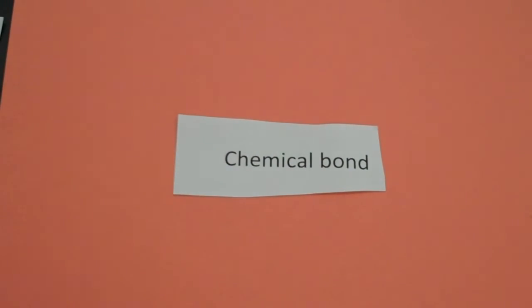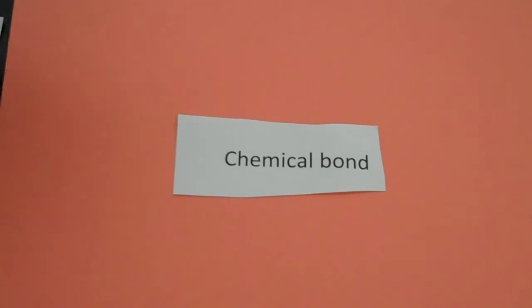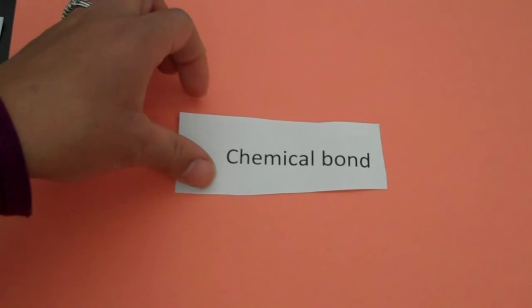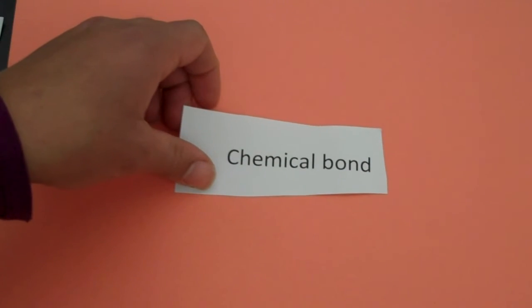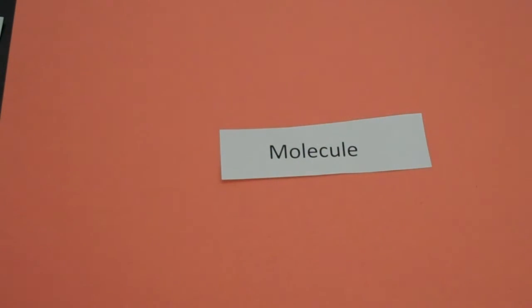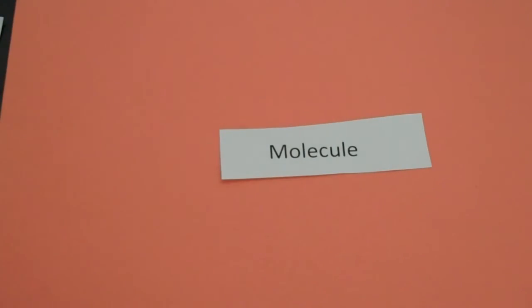Now, atoms can bond. When they do, when they connect together, we call it a chemical bond, which is a force of attraction between 2 atoms. And when that happens, some special things form. And one of the things that can form is a molecule. A molecule is a group of 2 or more atoms. So when atoms are grouped together, more than one, we call it a molecule.